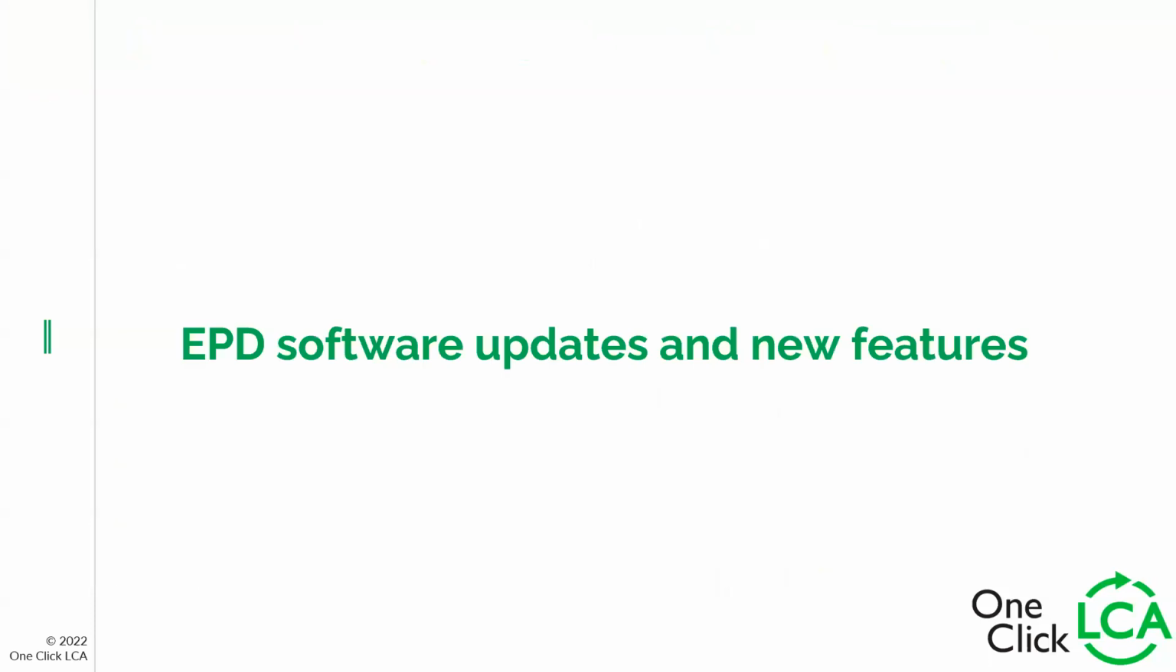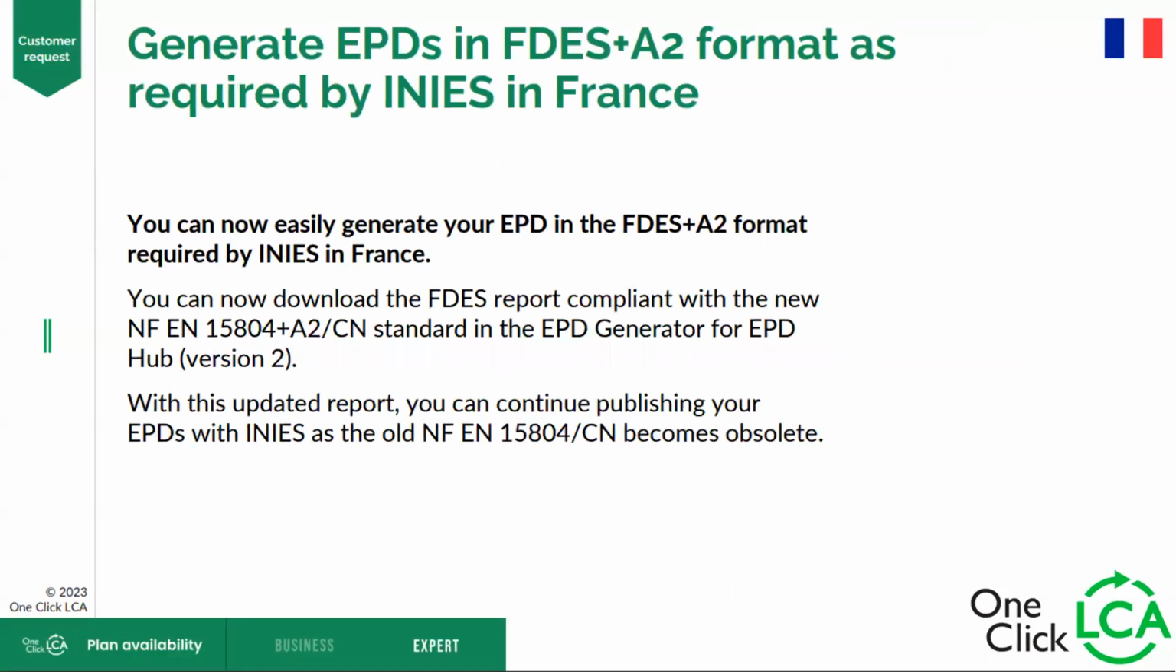So for the general updates. Next we go to software updates. First topic here for EPDs in FDS plus A2 format. So for those that are interested in publishing with INES in France, you can now download this FDS report, which is compliant with 15804 plus A2 standard directly in the software. And this is available in the EPD Hub version 2 tool. So we'll talk a little bit about migrating to that tool shortly if you haven't already.